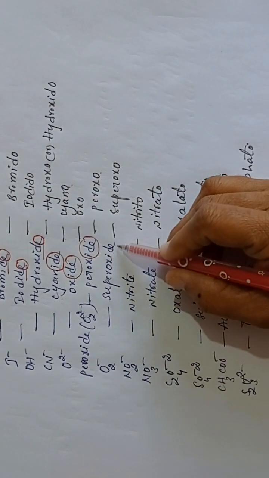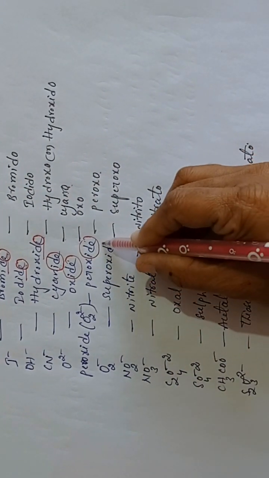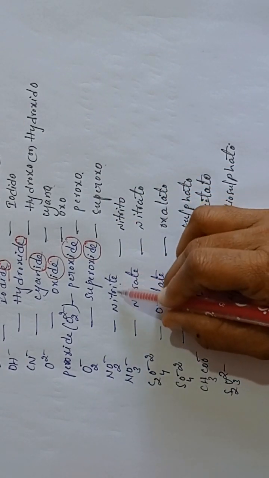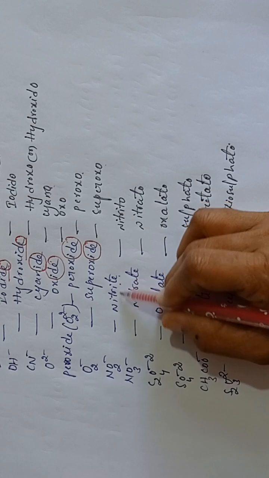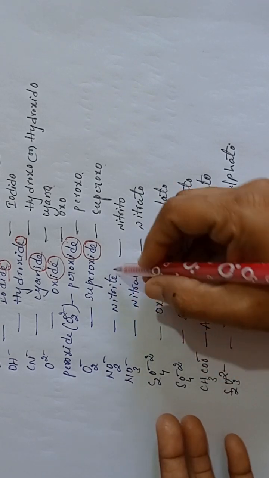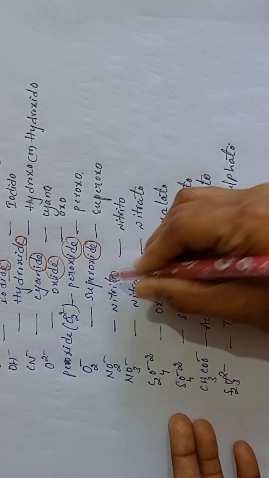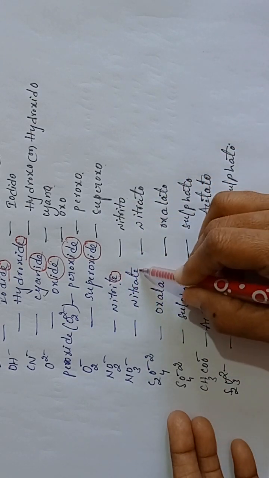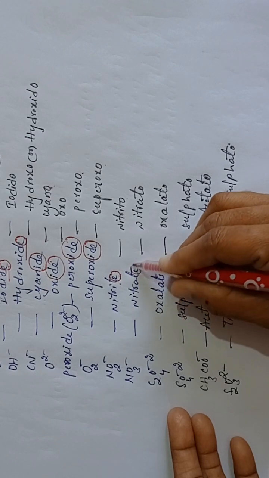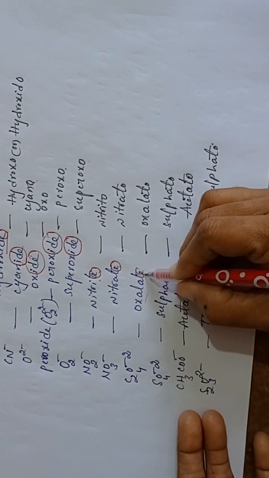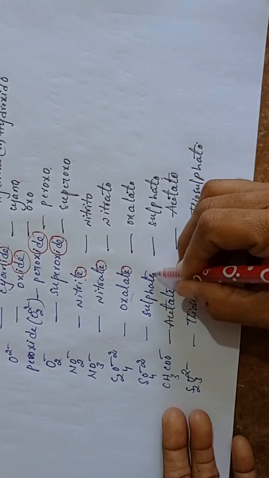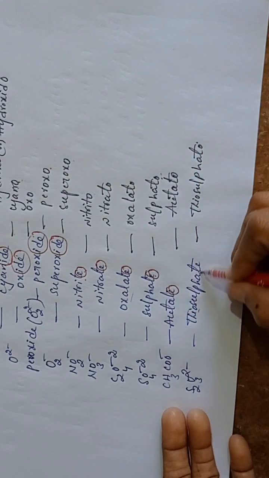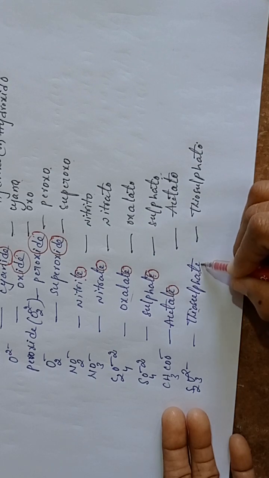Now see here, superoxide becomes superoxo. That means "-ide" is replaced by o. Nitrite, which is replaced, student? Only e. So e is replaced by o. Nitrito, nitrate becomes nitrato. Oxalate, e is replaced by o. Sulfate, sulfato. Acetate, acetato. Thiosulfate, e is replaced by o.